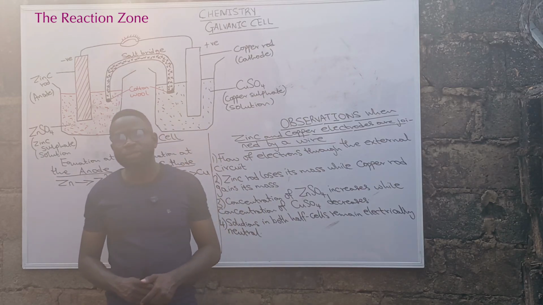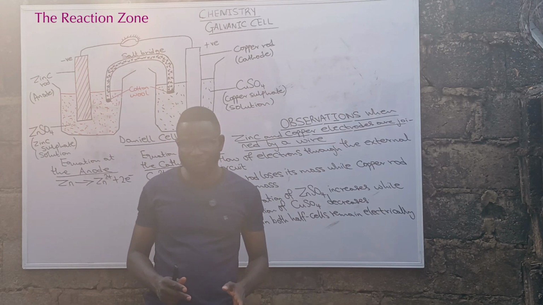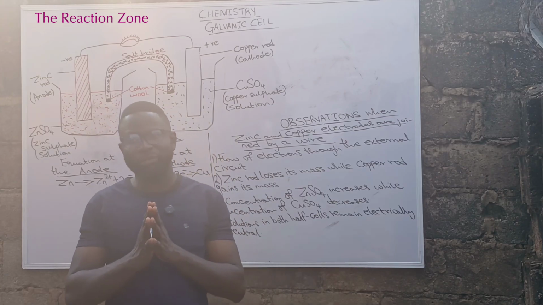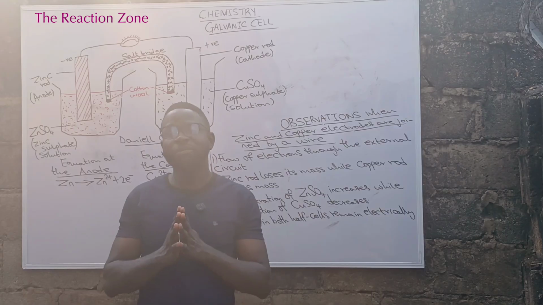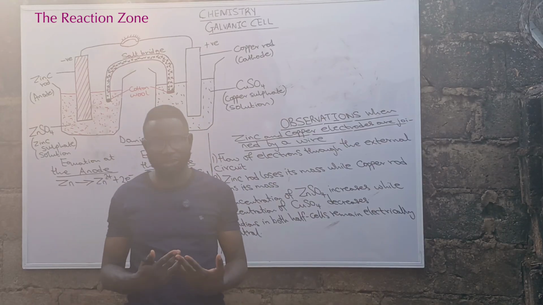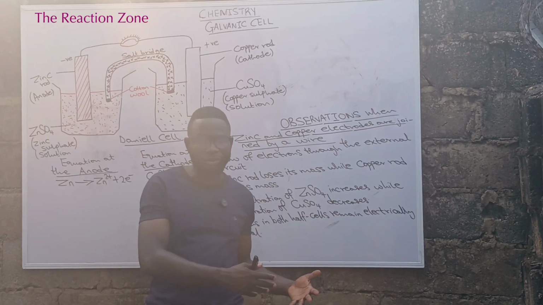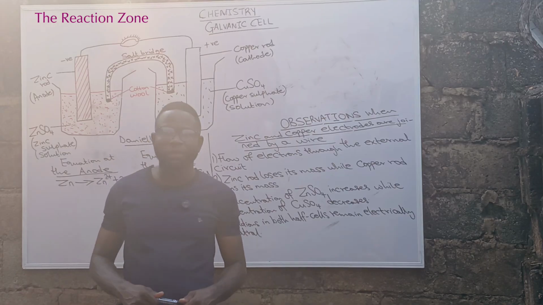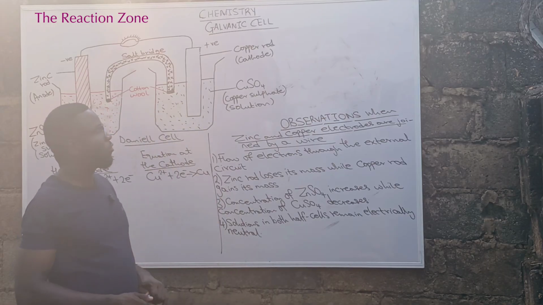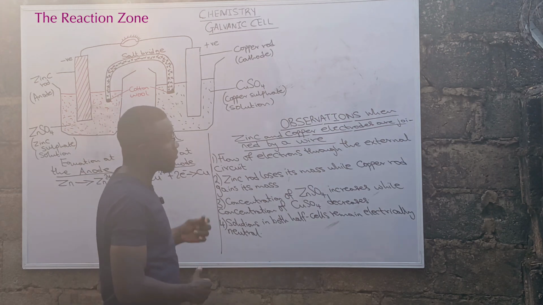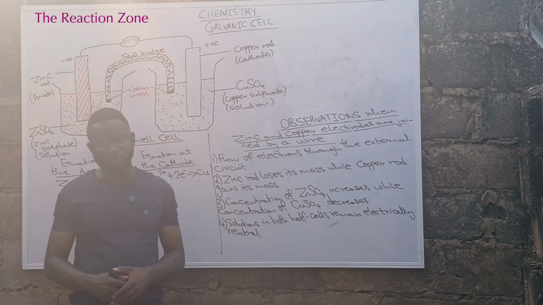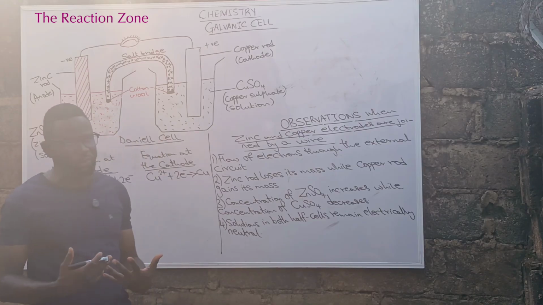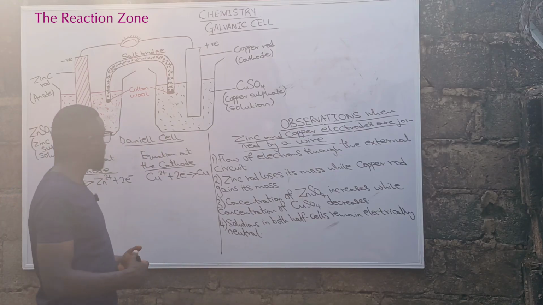Now, electrochemical cells usually have one type of chemical reaction that takes place in them, and that chemical reaction is redox reactions, that is, reduction oxidation reactions. So we're now going to focus on the galvanic cell, which is what this video is about. An example of a galvanic cell is the Daniell cell.